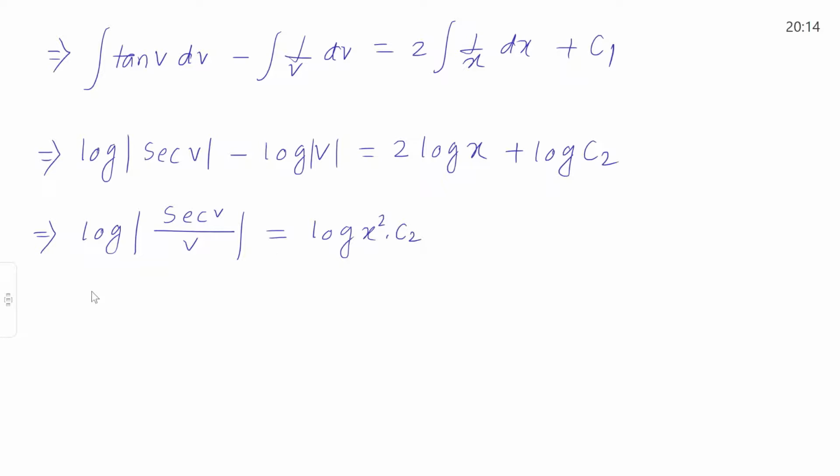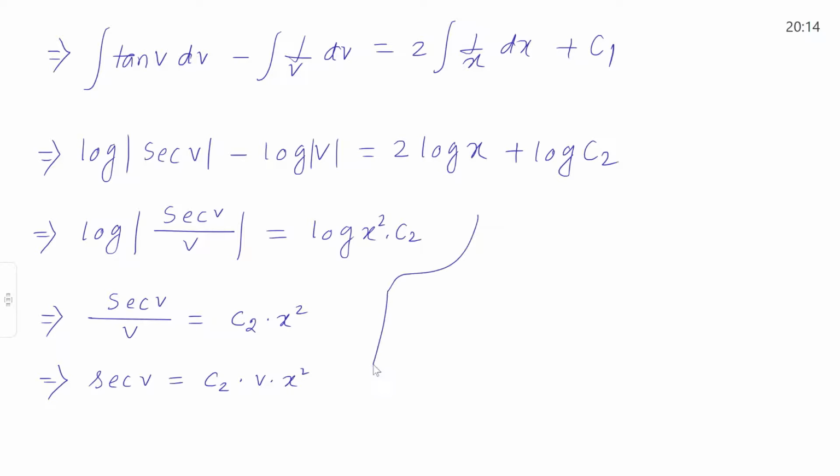Now remove logarithms. Left-hand side is sec of v divided by v is equal to c2 x square, or writing cx square, no problem, I have said already, so it is c2 x square. Now I can write sec of v is equal to c2 into v into x square. Clear?